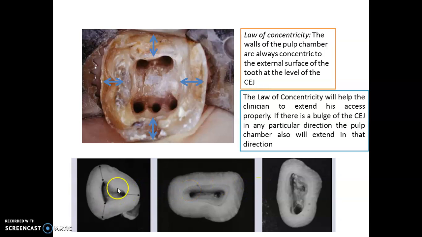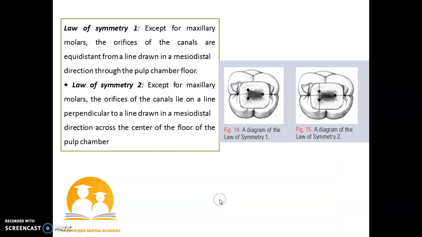So here you can see how the external outline of the tooth is there, the same way the outline of the pulp chamber is there. Here you can see the narrow mesiodistal width of the tooth, the narrow pulp chamber. So always remember, how the external surface of your tooth is, the same shape the pulp chamber will have. So whenever you go for the access opening, try to have the same outline as the external surface of the tooth. Now let's see the law of symmetry 1 and law of symmetry 2.